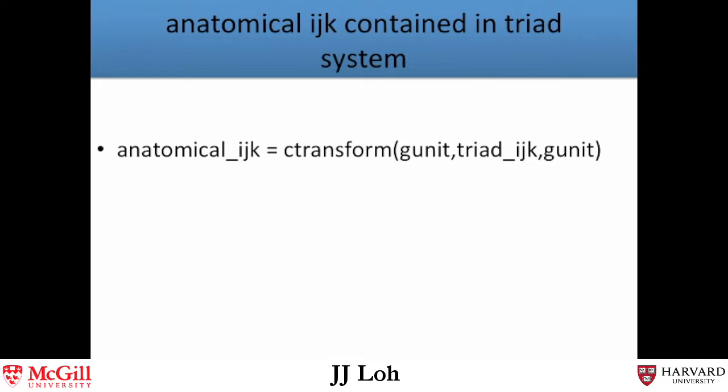And what do we want to transform? Well, we want to transform the ijk vectors of the anatomical system as perceived by the anatomical system. So that is always [1 0 0; 0 1 0; 0 0 1].